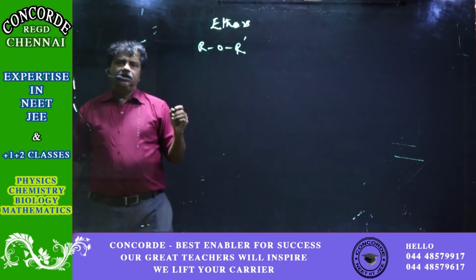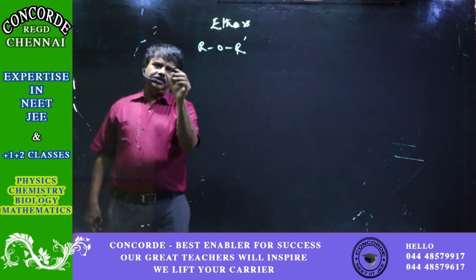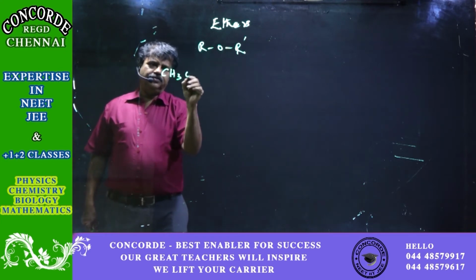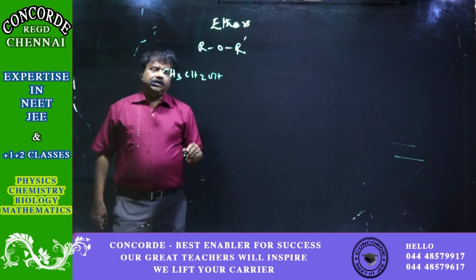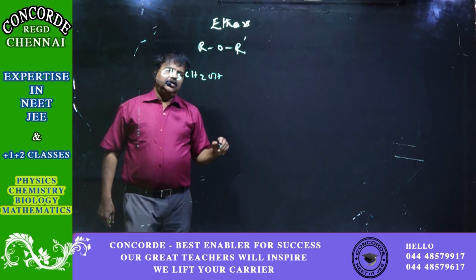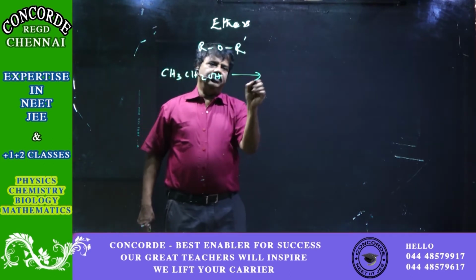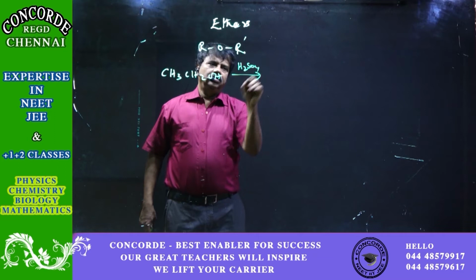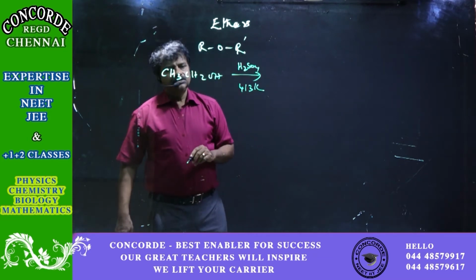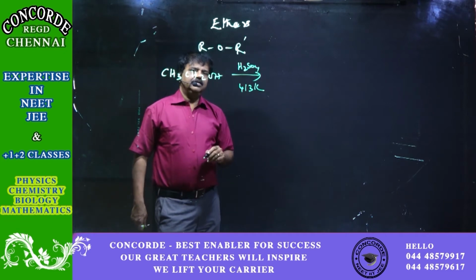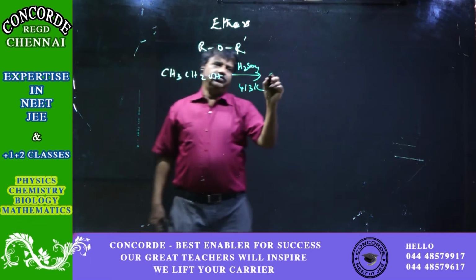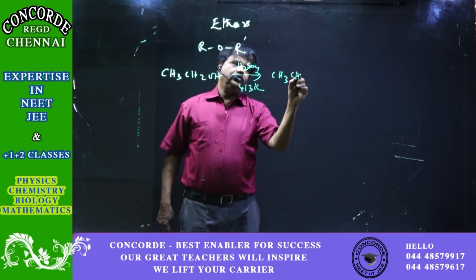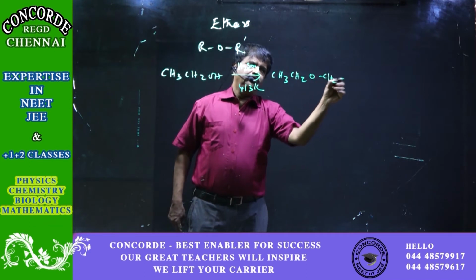Ethers are prepared by two important methodologies. If you take CH3CH2OH, ethyl alcohol, on reaction with H2SO4 at a temperature of 413 Kelvin, it gives CH3CH2OCH2CH3.